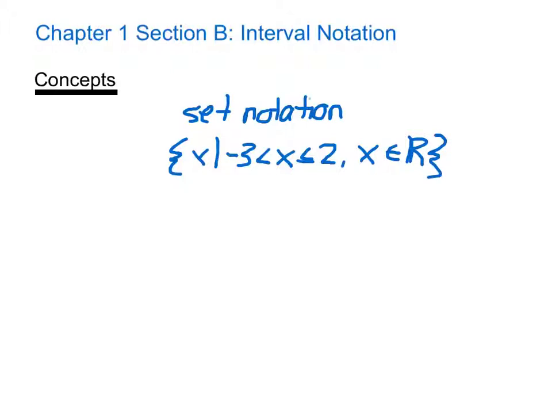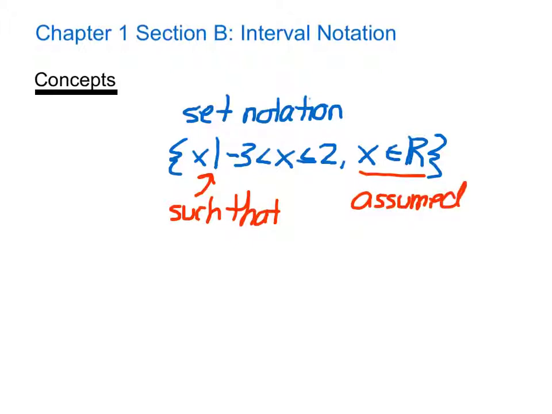Now, a few things to notice. First, this little symbol right here means "such that." So when we're reading the interval notation above, we say x such that -3 is less than x and x is less than or equal to 2. Also, this part right here is assumed, and therefore we don't need to write it anymore. We do need to include this part if we want to use some other set other than real numbers.